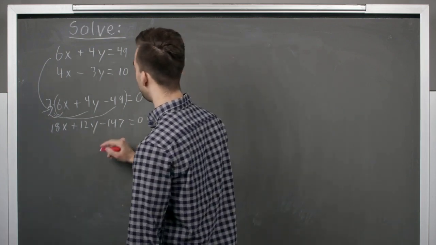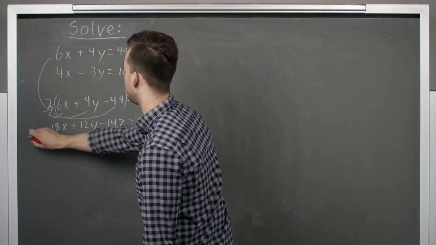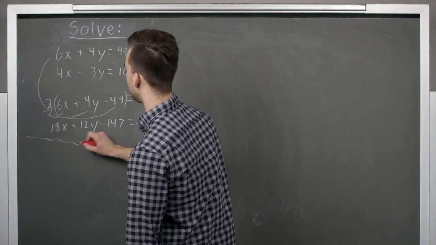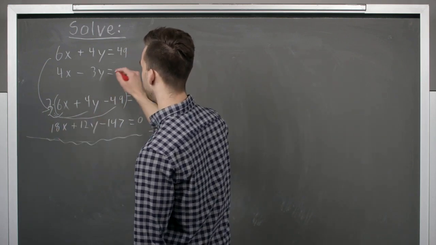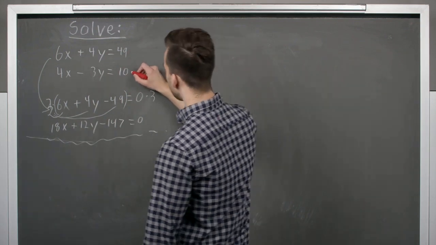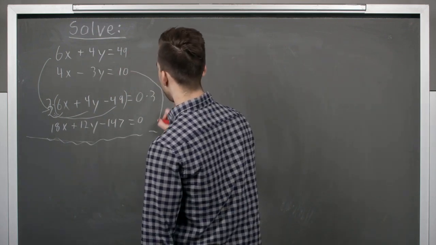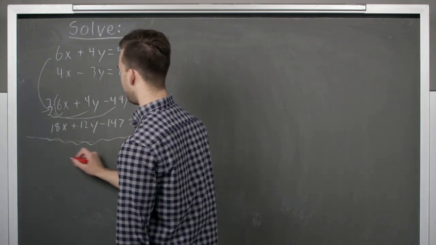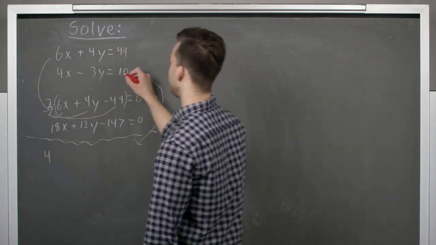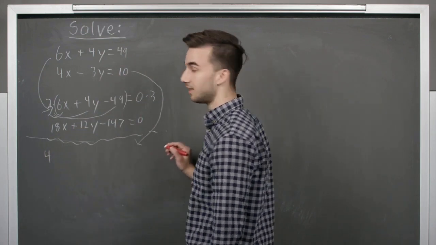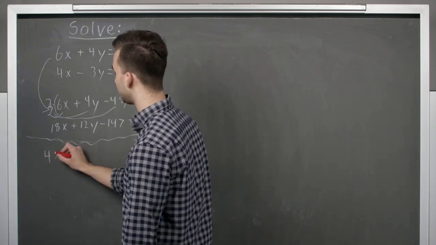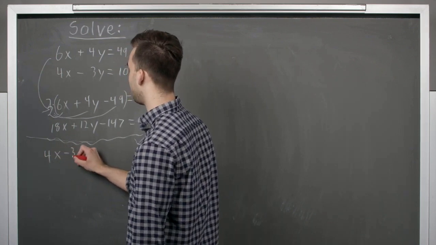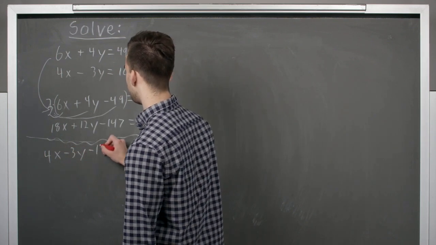Now we need to take care of our other equation. So I'm just going to draw a squiggly line here so we know to keep these separate for now. So 4x minus 3y, equal to 10. Let's subtract 10 from both sides so we can get everything on the same side of the equal sign. So 4x minus 3y, subtracting 10 from both sides.